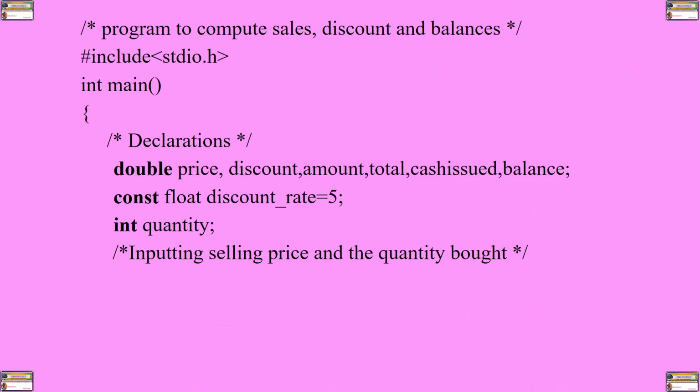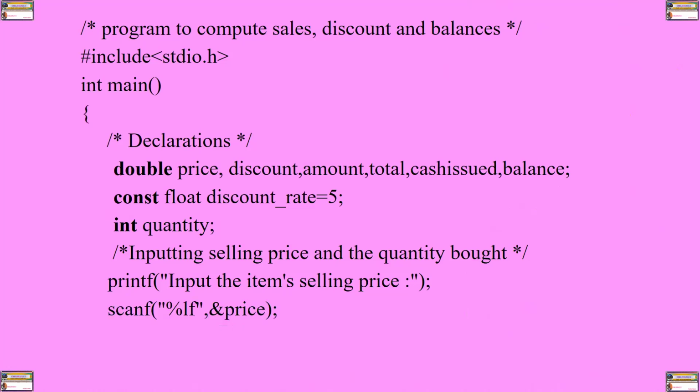Next is inputting the selling price and the quantity bought. So this is a comment. The next statement is prompting the user to input the item's selling price. The statement which will be displayed on the screen is: input the item's selling price. Then the user will key in a value, and that value will be read and stored in the memory location called price. And that value can have a decimal point, for example, 50.45.